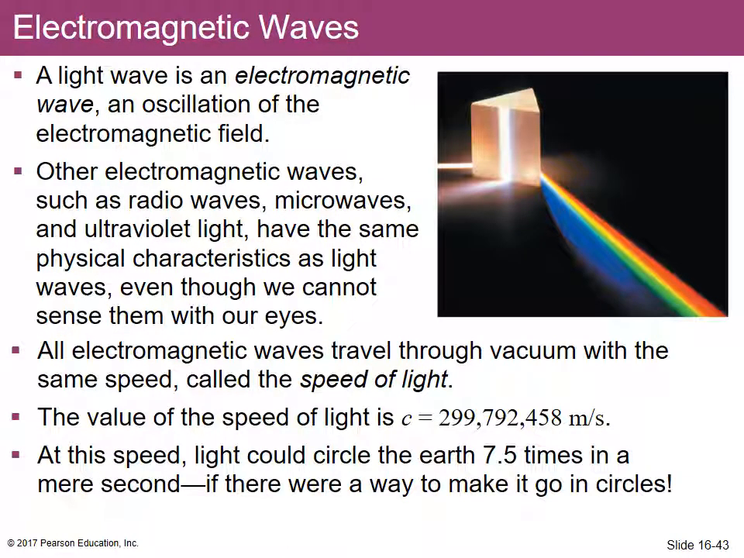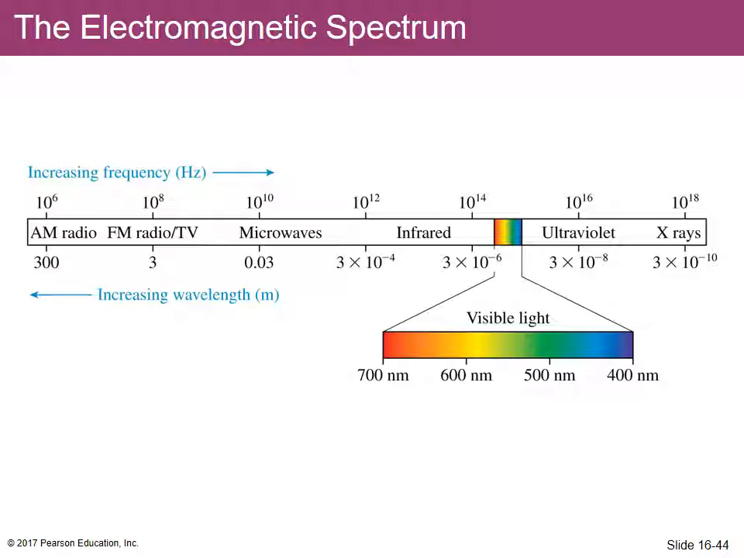A light wave is an electromagnetic wave, an oscillation of the electromagnetic field. We will discuss what is oscillating in later chapters. All electromagnetic waves travel through a vacuum at a speed of light of exactly 299,792,458 meters per second. And we use the symbol c to identify the speed of light in a vacuum. This is the electromagnetic spectrum. Electromagnetic waves exist at many frequencies other than our rather limited range that our eyes detect.